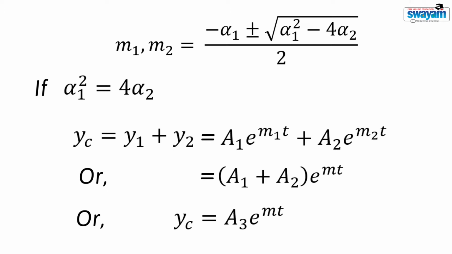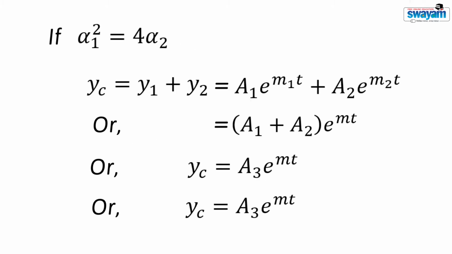But we have only one arbitrary constant, hence we cannot obtain the original function from the second order differential equation. Therefore, we need another term that is independent of a3 e to the power mt. Let this term be a4 t e to the power mt. Therefore, complementary solution in this case is given by this expression.